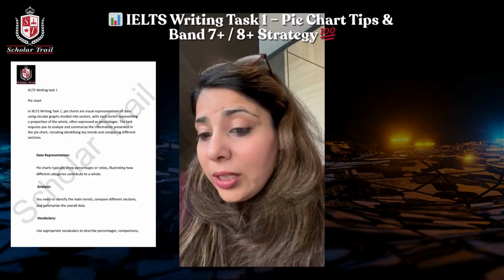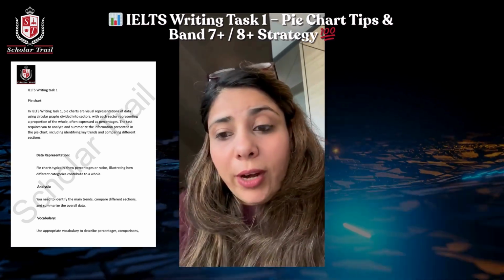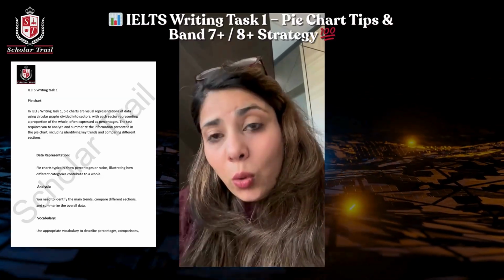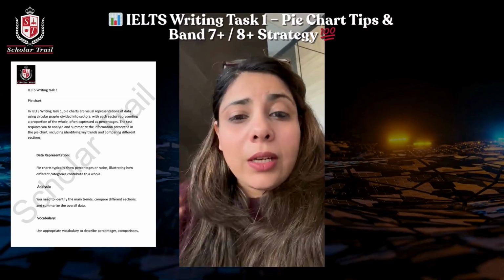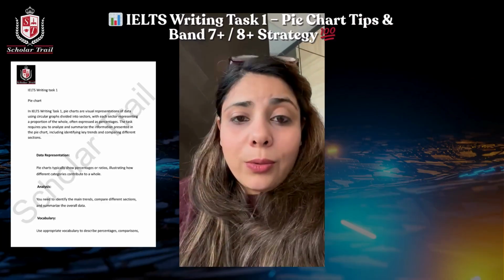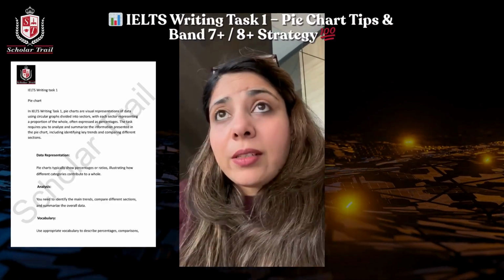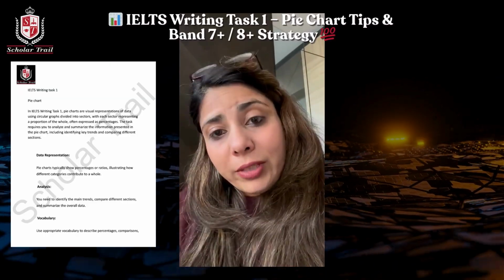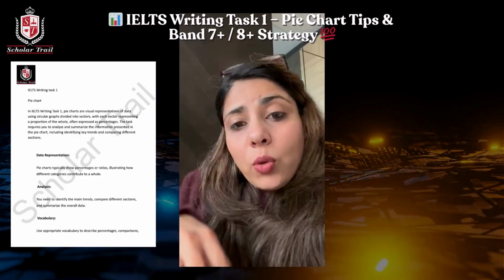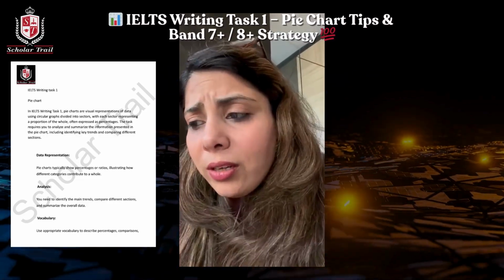A few things are common to pie charts, and to Writing Task 1 in general. You have to notice the trends, whether something is increasing or decreasing, and then summarize those trends. You need to make relevant comparisons. You don't need to add each and every detail, but you have to be quite concise and organized when you're writing your answer, and that's what we're going to learn.